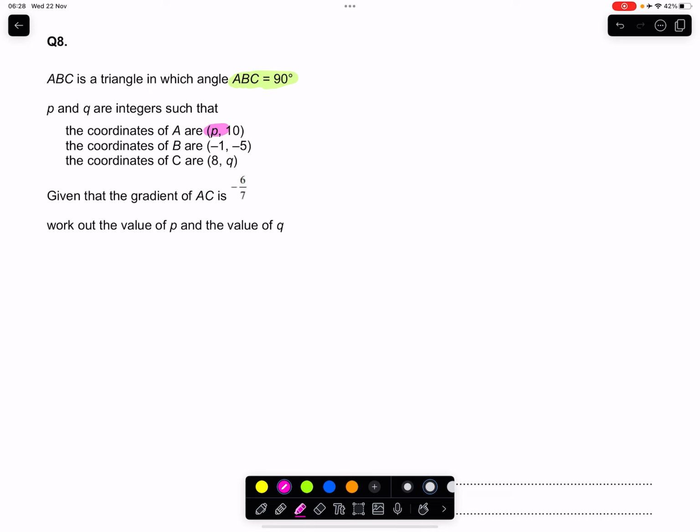We're told that A is P comma 10. We're told that B is minus 1 comma minus 5. We're told that C is 8 comma Q. And then it tells us that the gradient of AC is negative 6 over 7. And the end game here is to try and figure out what P and Q are.